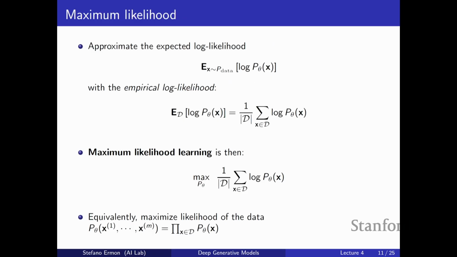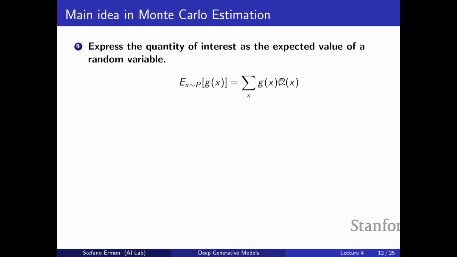Cool. Now, why does this work? That's an example of why you can approximate this expectation with this sample average. This is basically a Monte Carlo estimate. You might have seen it before. The idea is that if you have a random variable x and a function g of x, you want to get the expected value of g of x, which is just this thing.